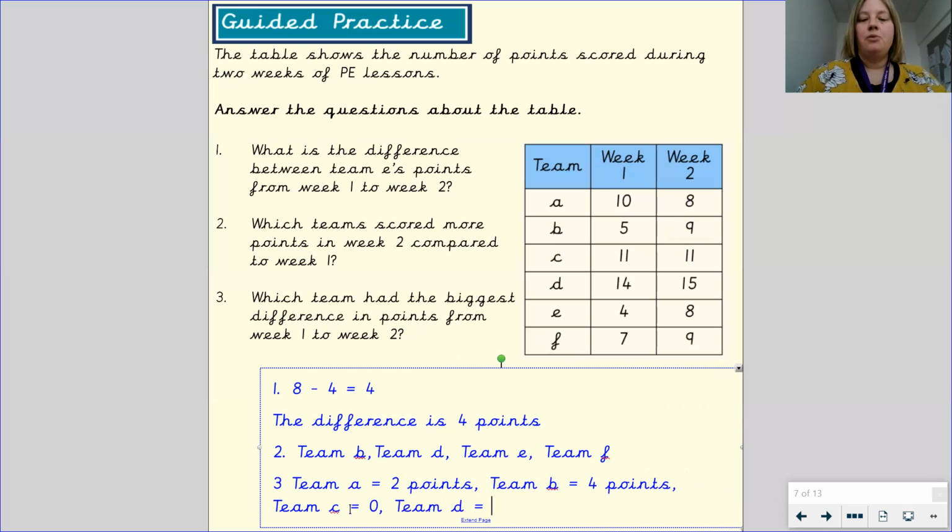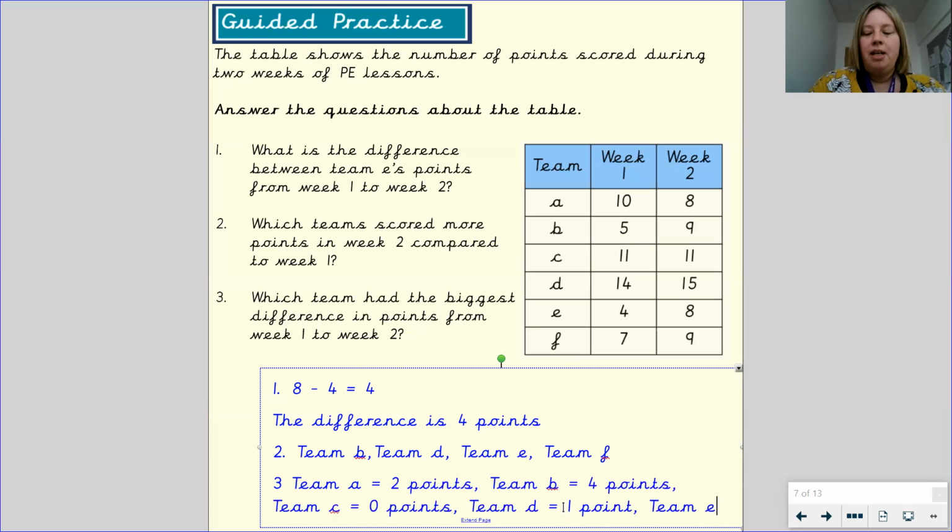In the first week, Team D scored 14 points. In the second week, Team D scored 15 points. What's the difference between 14 and 15? The difference is 1 point. Let's look at Team E.